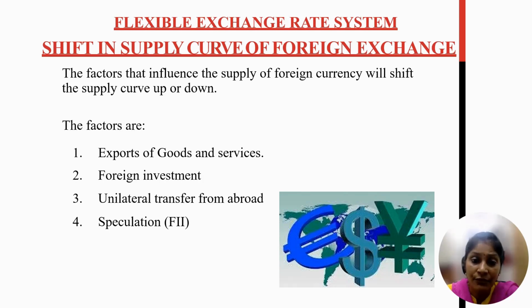Then unilateral transfers from abroad: when people who go to a foreign country for work send money and gifts to their relatives, parents and friends, the dollar supply increases. And the fourth one is investment in the foreign exchange markets through foreign institutional investors and other investors, for the purchase of shares.